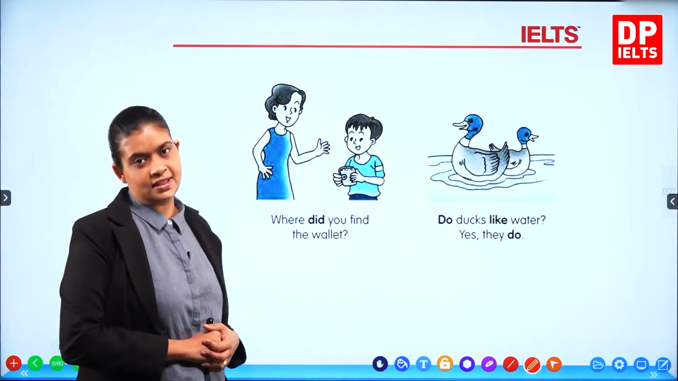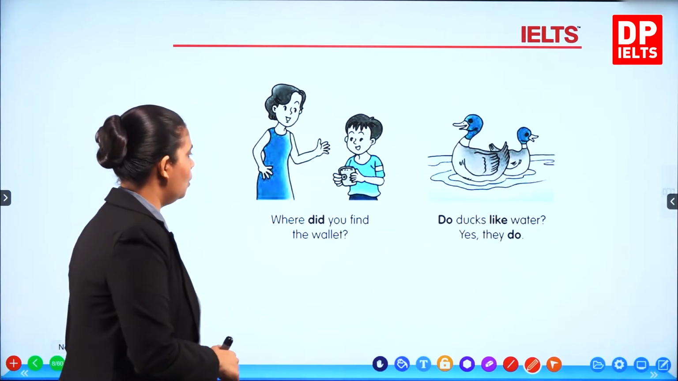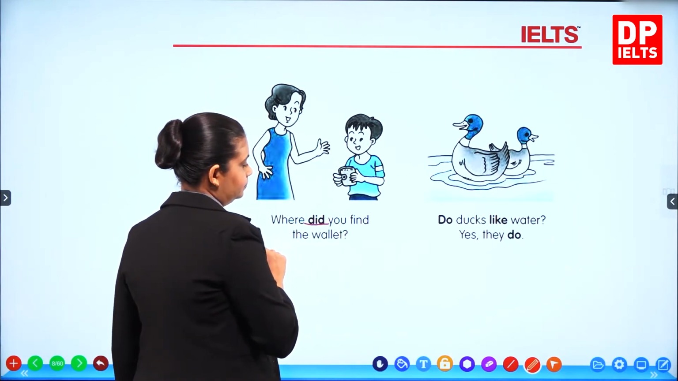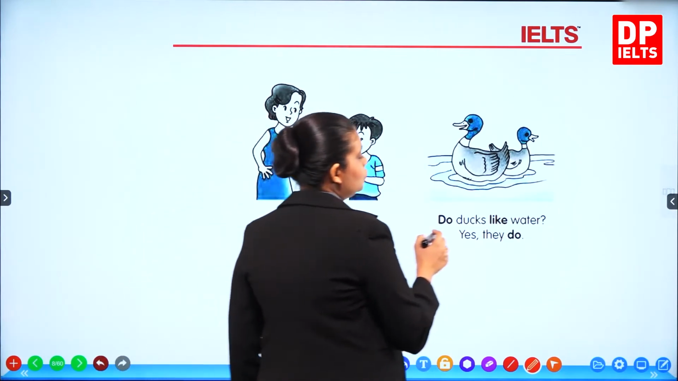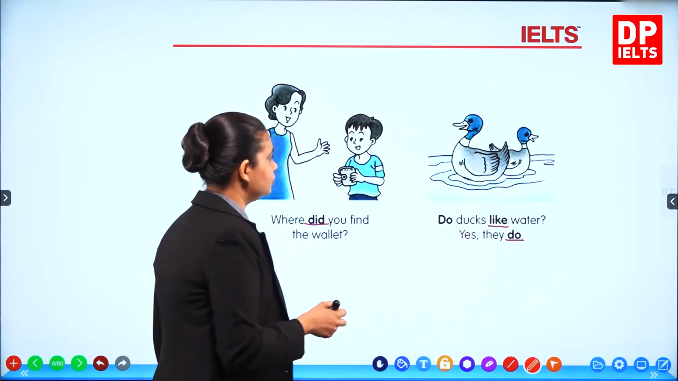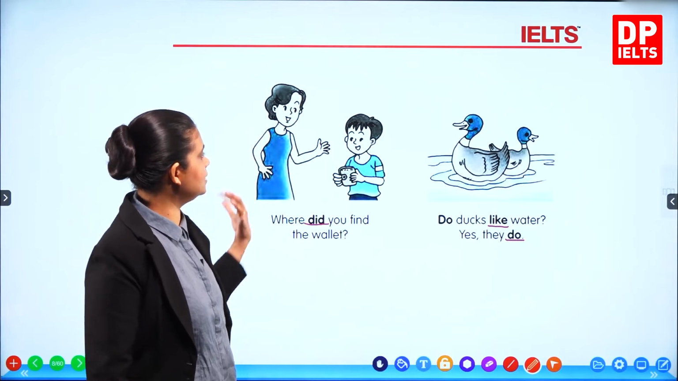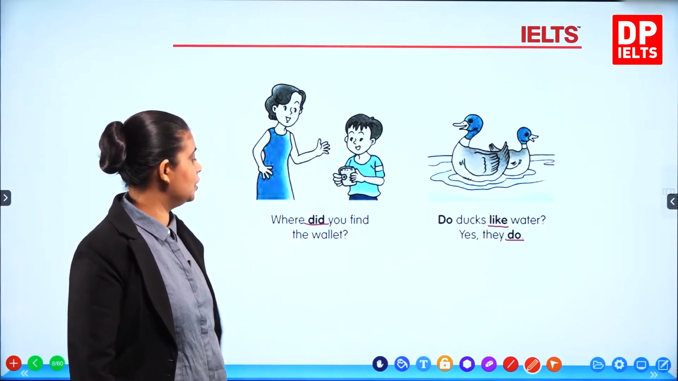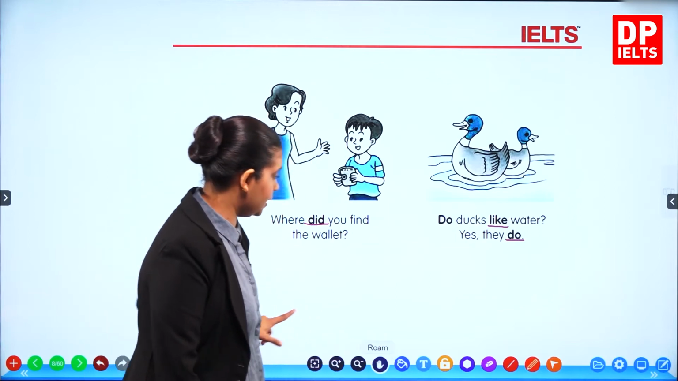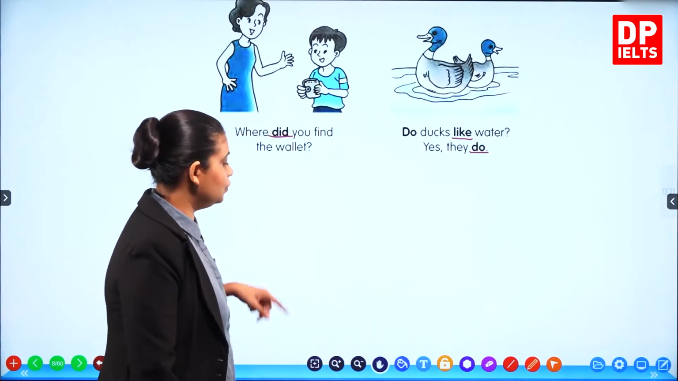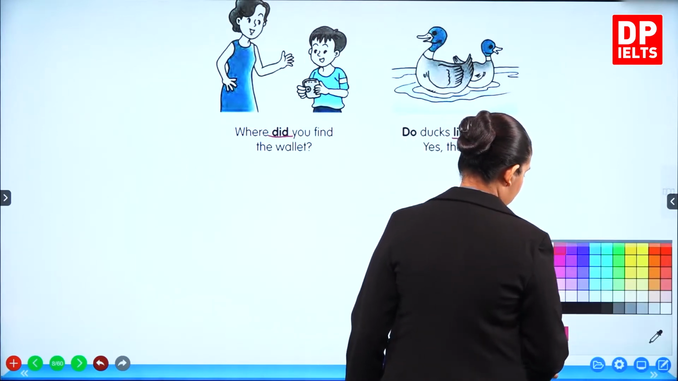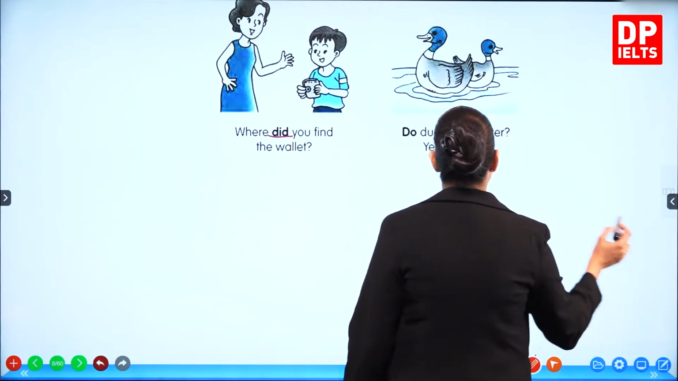Let us have a look at some of the examples. Where did you find the wallet? Do ducks like water? Yes, they do. So here you can see how did is used to ask a question. Now there are some other examples, right? You could ask using did, right? Let us have a look at it.